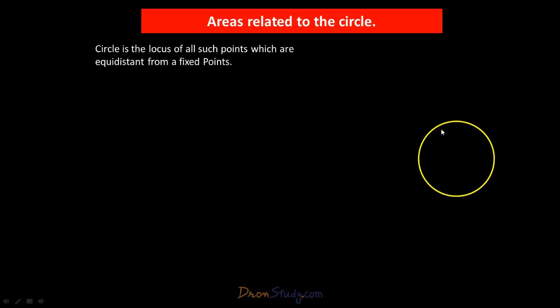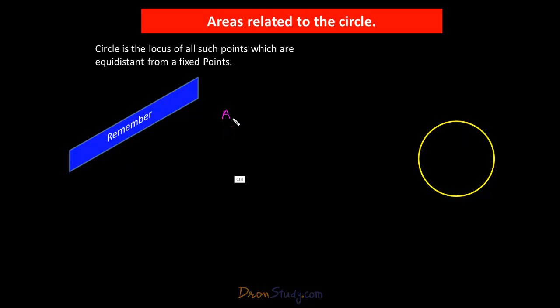Students, in the previous episode, we have seen different definitions that are related to the circle. And in this episode, we will see the different formulae that are used to find the areas related to the circle. We know that the circle is nothing but the locus of the points at a certain distance from a fixed point. So remember how to find the area of this circle.